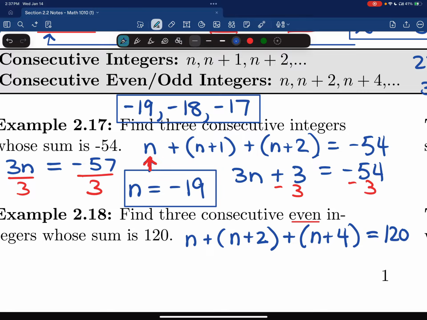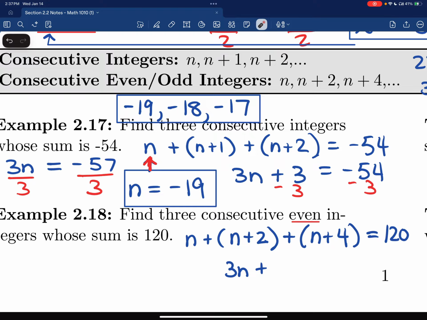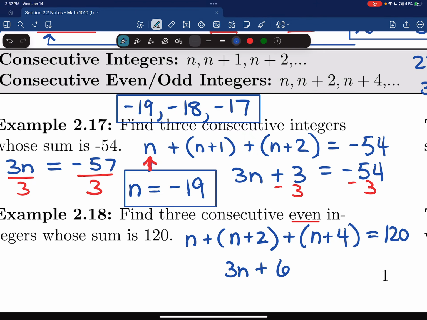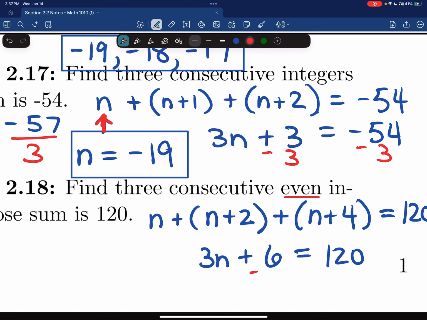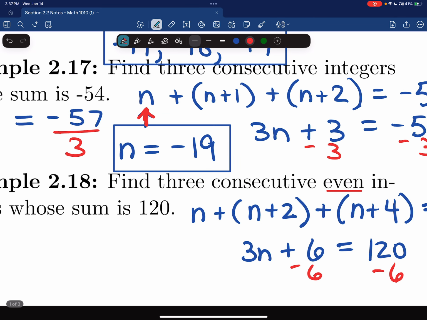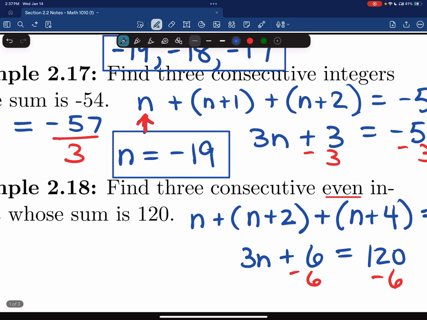Now, let's go ahead and clean this up. So I know that n plus n plus n gives me 3n. And then I still have a 2 plus 4. So I'm going to add those together to make 6. So 3n plus 6 has been the cleaned up result of the expression I created, and it equals 120. Now let's subtract 6. I will write the resulting equation here on the left side for a little more space.